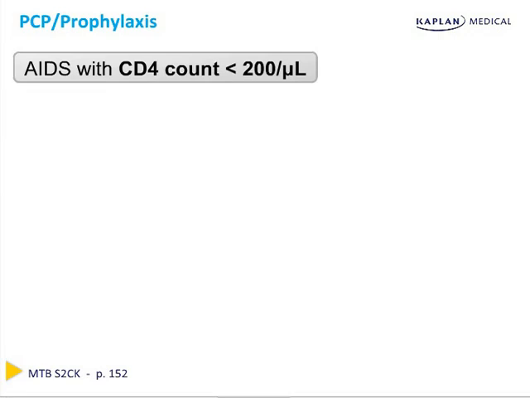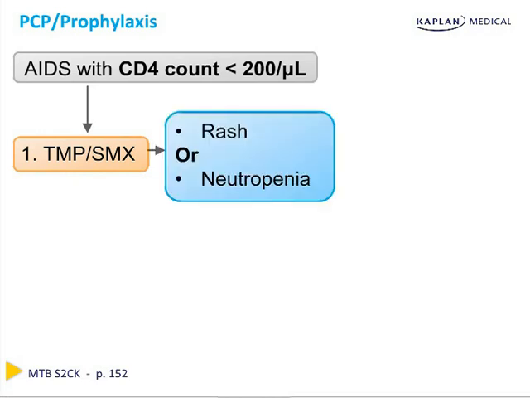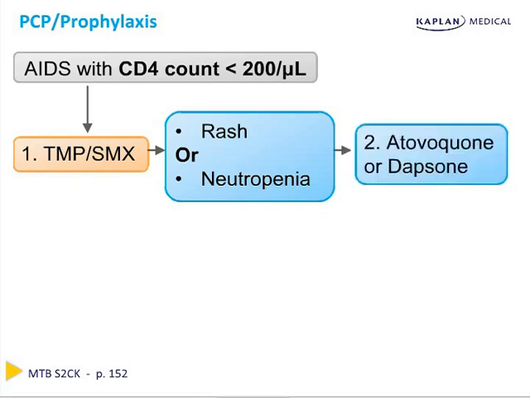With regard to PCP prophylaxis, this is indicated for a patient with AIDS with a CD4 count less than 200. One option is to use trimethoprim sulfamethoxazole. Be careful, this can cause rash or neutropenia. If that's the case, you can switch to atovaquone or dapsone.